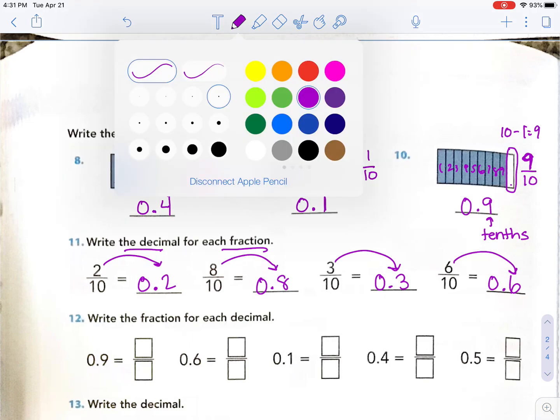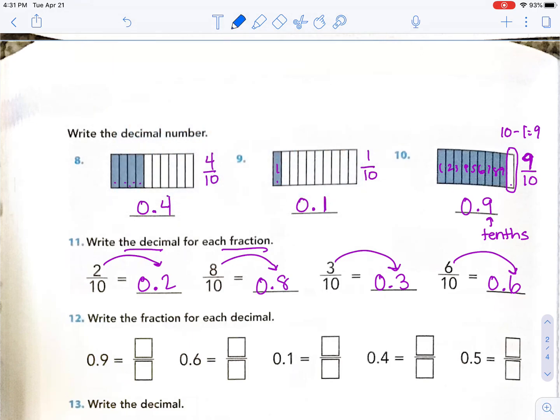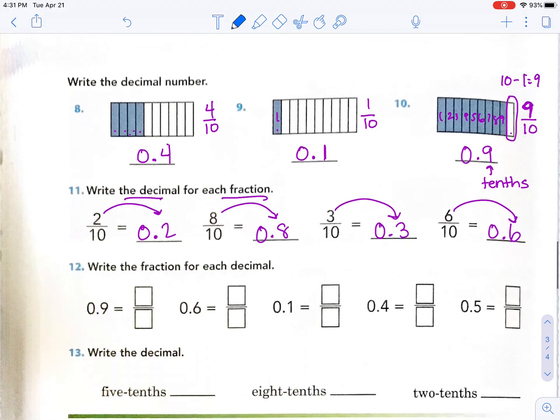All right, let's keep going. You should say, yay, I'm feeling confident, Mrs. Kornthal. All I need to do is put whatever number that is in the top of the fraction, when it's tenths, in the tenths place. Excellent. Okay, well, since you know that, let's see if we can work backwards.